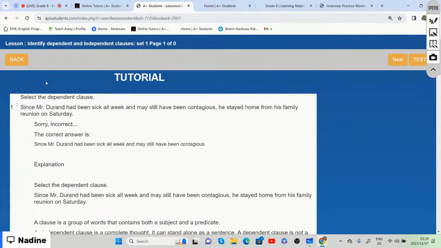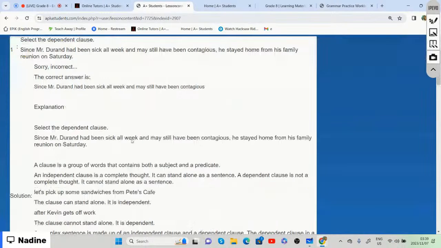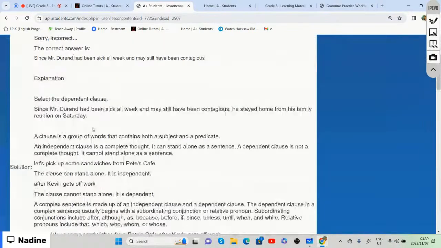So now, if we look at number one, or before, it says a clause is a group of words that contains both a subject and a predicate. And then we have an independent clause, and that's a complete thought. It can stand alone as a sentence, and a dependent clause is not a complete sentence. An independent clause is a complete sentence.